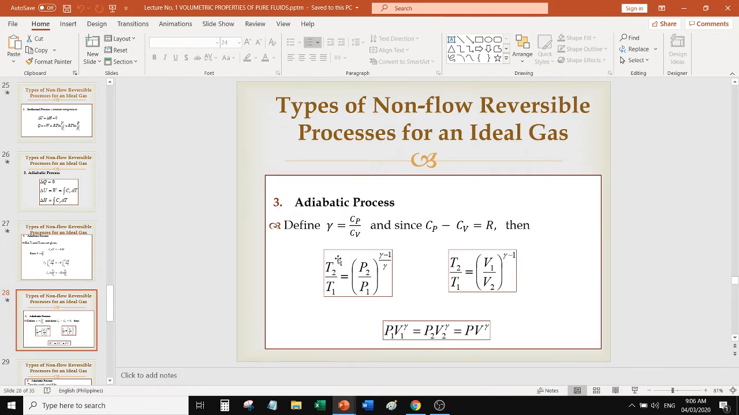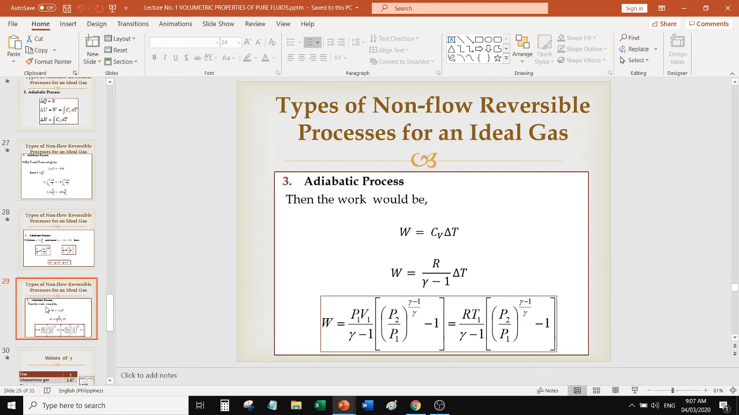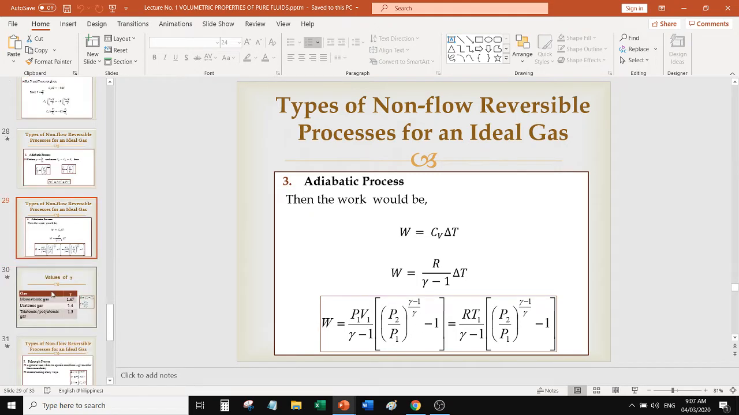Now we have the term gamma, which means Cp over Cv, and also for an ideal gas, Cp minus Cv equals R. Okay, and then we also have the equation for work for an adiabatic process. So this is the equation for work.